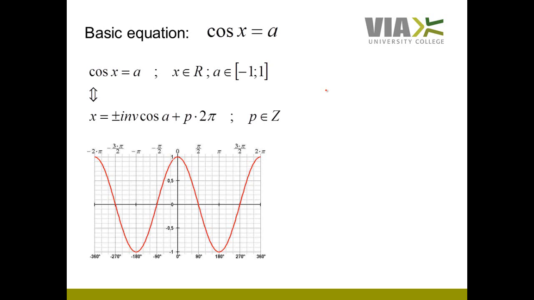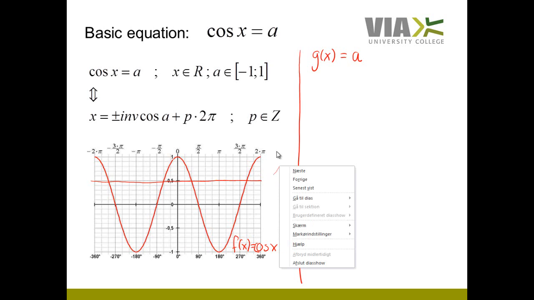On this overview here you can see the graph for the periodic function f(x) equals cosine x. If I look at another function, which I can define as g(x), and that is equal to a certain number a, and I plot the graph for this function g(x) equals a into this overview, where I also have the function f(x) equals cosine x, then we see that if a is in between -1 and 1, we will have intersection points between the two graphs f(x) and g(x).